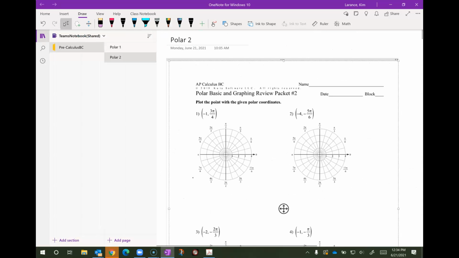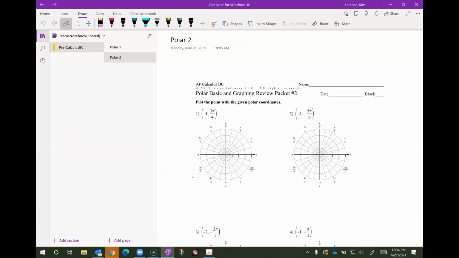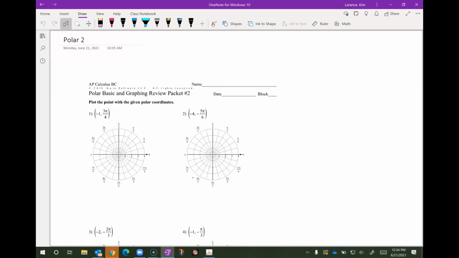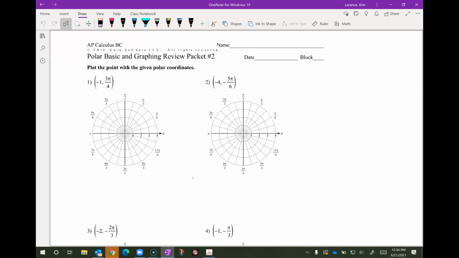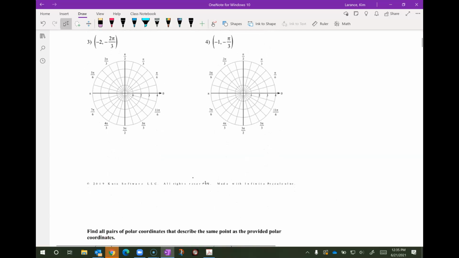And where I'm going to take you next is kind of your homework. So when you have finished this and you have questions, I want you to let me know. This is kind of what I really want you to be able to do. Plot the point with the given polar coordinates. So if we would go 3 pi over 4, we would be pointed in this direction, but going in the negative direction puts us this way with a length of 1. So there is that point. All you're doing on this is just practicing graphing a point in polar form. And that's what all of these look like.